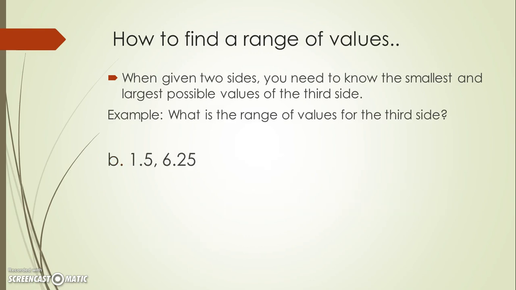Our second example of this, we subtract 6.25 minus 1.5, and then we add them together, and we get 4.75 to 7.75. That's everything for inequalities in a triangle. Good luck on the practice.